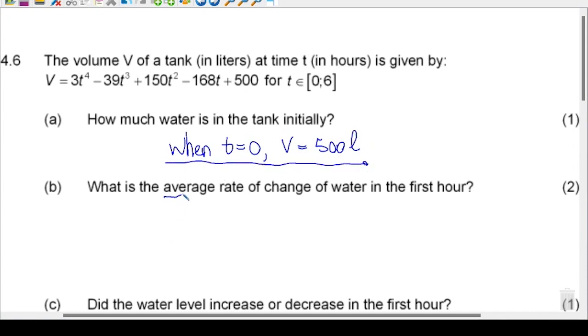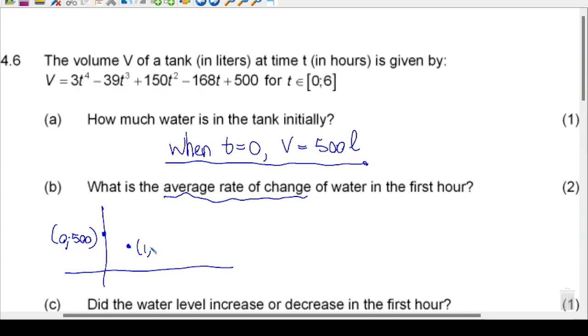Now, question B asks about the average rate of change. An important thing here is that average rate of change has got nothing to do with calculus, right? We are just going to use 2 points, and we're going to work out an average gradient using those 2 points. We know that at t equals 0, there's 500 liters of water in the tank. And if we put 1 hour in, because we're looking for the average rate of change in the first hour, if we make t equal 1, we get another point.